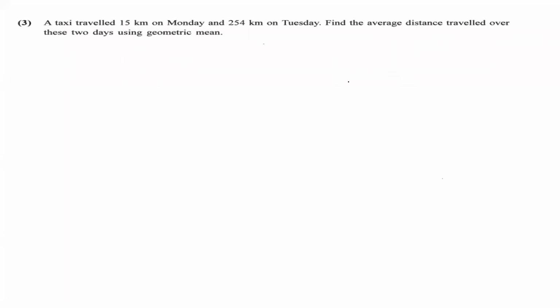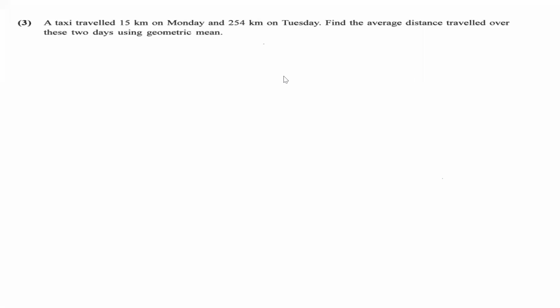Yes. Now the next question, question number 3, right? Sure. Let's see. Roll number 43. Start reading. A taxi travels 15 km on Monday and 254 km on Tuesday. Find the average distance traveled over these 2 days using geometric mean.